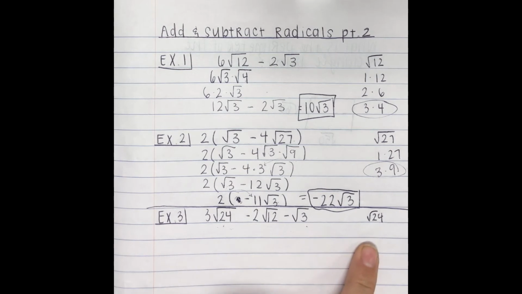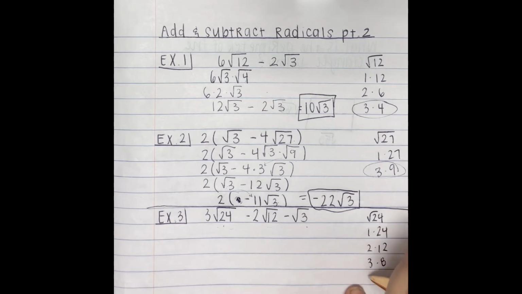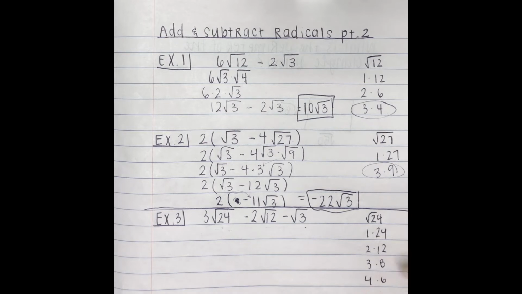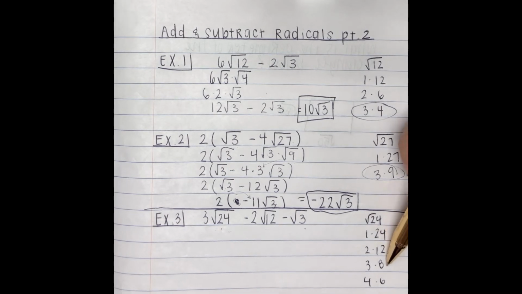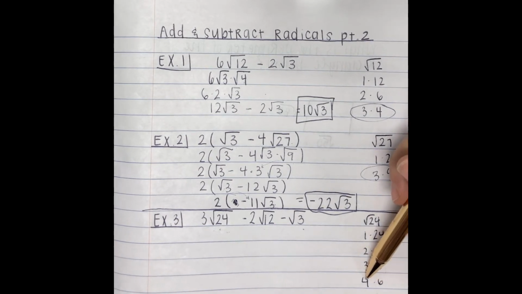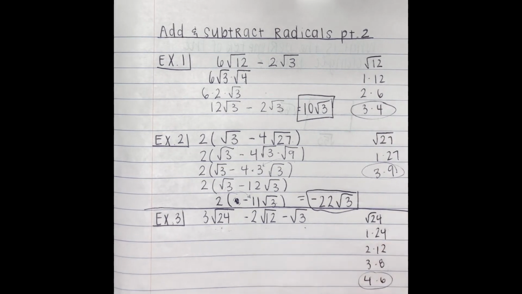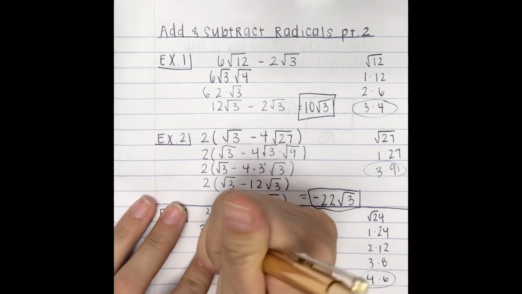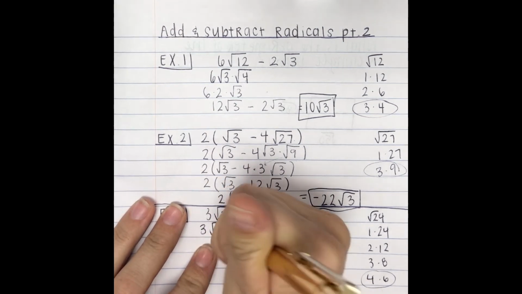The things that would multiply to give me square root of 24 would be 1 times 24, 2 times 12, 3 times 8, 4 times 6. 5 doesn't work, so we are done, okay? And then I'm going to start at my largest number and figure out my greatest perfect square. So we don't have a perfect square until we get to 4. So 4 is our greatest perfect square. So we're going to rewrite this as 3 square root of 4 times square root of 6.